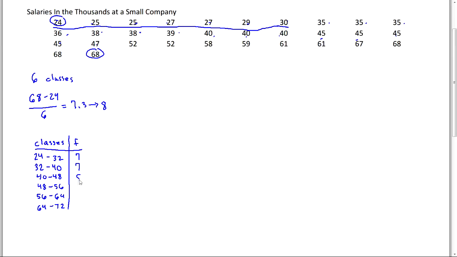Okay. 48 to 56, not including 56: 1, 2. Yes, 2. 56 up to 64, not including 64: 1, 2, 3, 4. And then 64 to 72, not including 72.